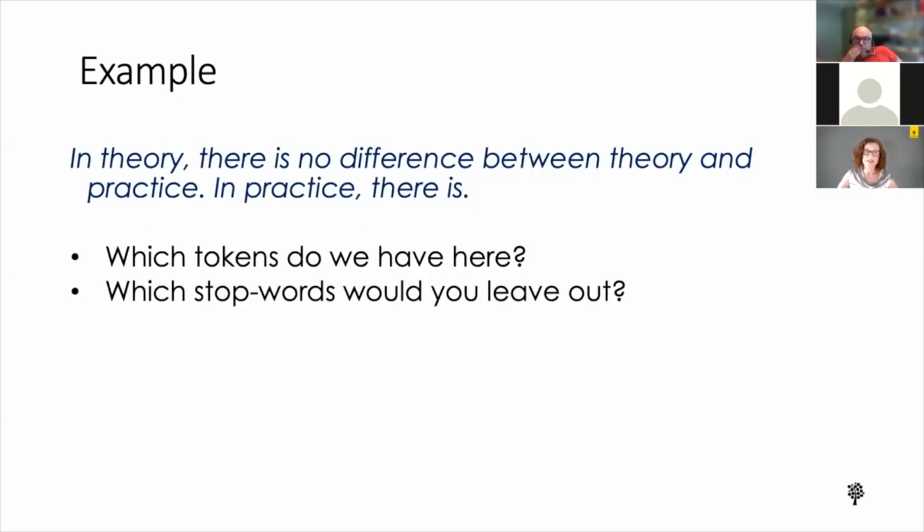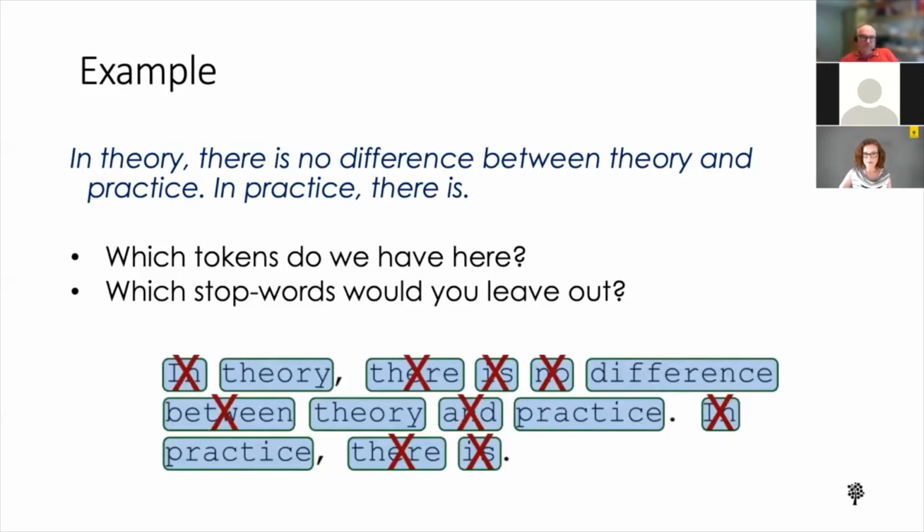This is a very short document, but if you want to classify tweets from Twitter, they will also be rather short, but mostly this is short for example purposes. The text reads, "In theory, there is no difference between theory and practice. In practice, there is." So which tokens do we have here, and which stop words would we leave out?